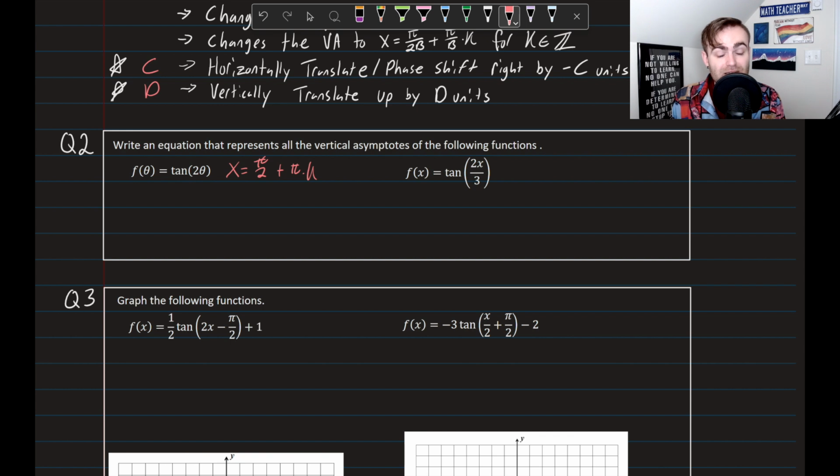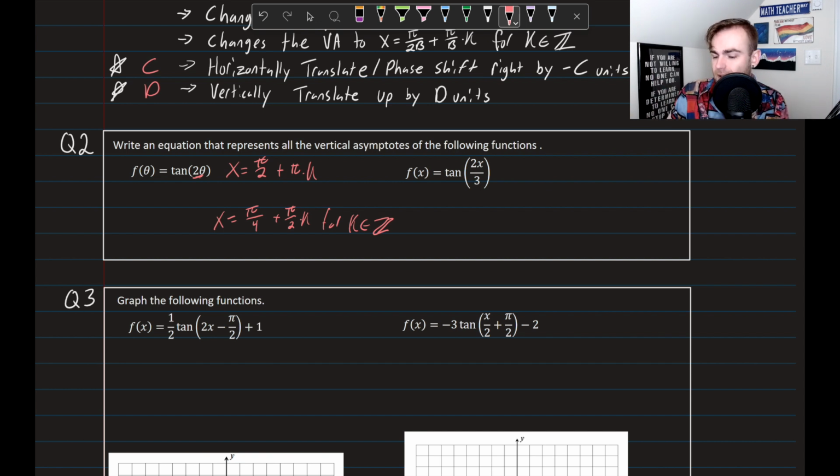The change is we are modifying the period. So the period modifier here is 2. We're going to divide each part by 2. So x is equal to pi over 2 times 2, which is pi over 4, plus pi over 2 times k for k in the integers. So, honest to goodness, not bad. If you can remember where the first one is, and it's pi over 2, the rest of them really fall into place.